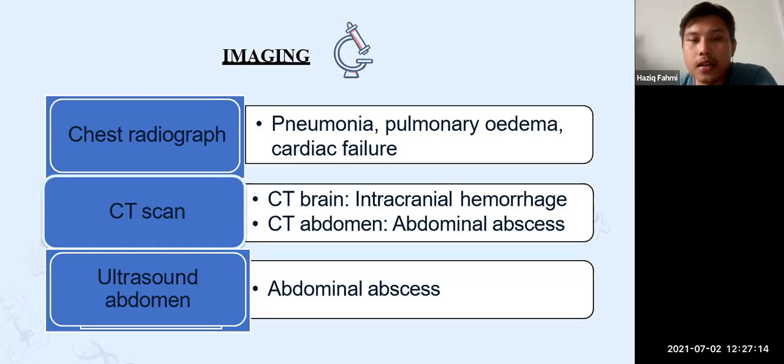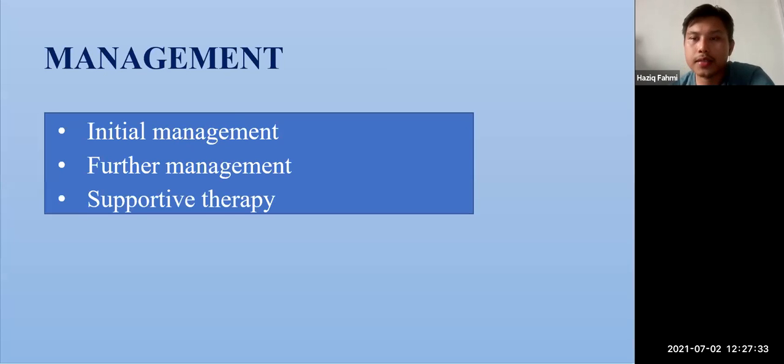So imaging, we may request for a chest radiograph to rule out pneumonia, pulmonary edema, and cardiac failure. CT scan of the brain to rule out intracranial hemorrhage. CT abdomen as well as ultrasound may rule out abdominal abscess. So next, the management I took it mostly from the PITS protocol. So it divides into initial, further, and supportive therapy.